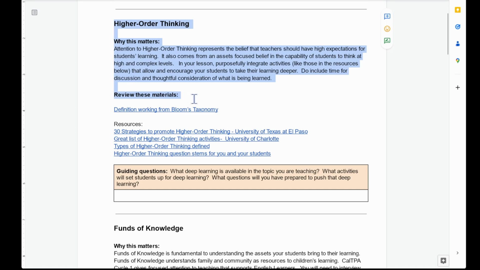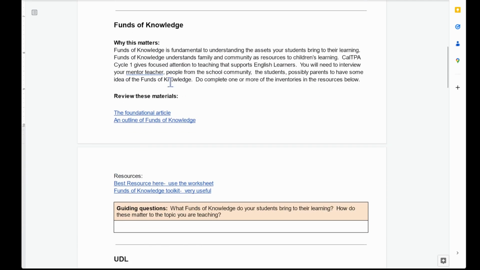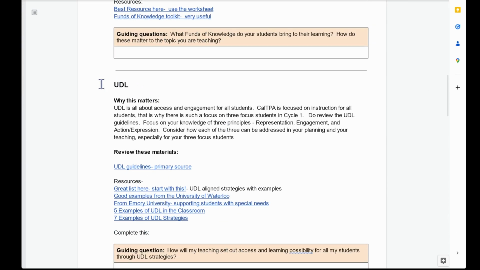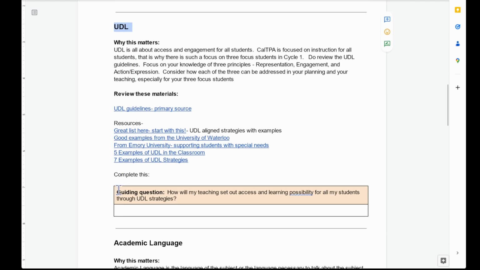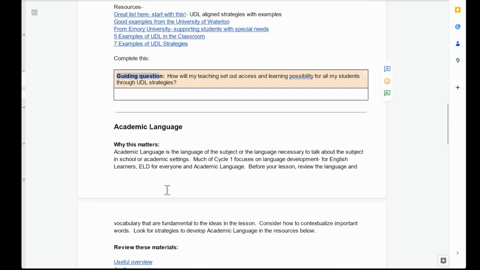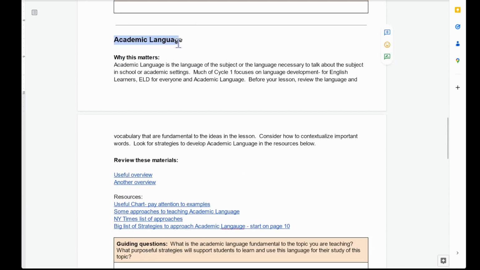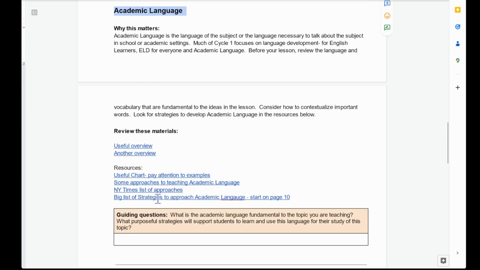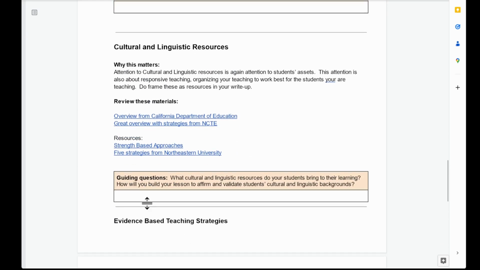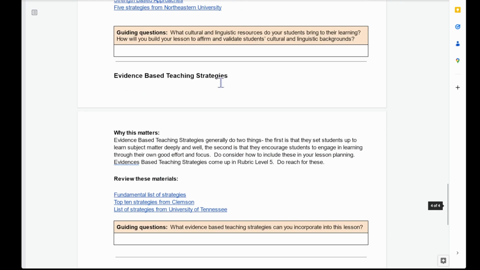So I have something for higher order thinking, funds of knowledge as well, which comes up a lot. UDL is laced throughout the assessment. If you want to get scores of 5, you need to be thinking about UDL all throughout. And you can see I have my guiding questions below. Academic language is throughout the assessment as well. You can see my resources here, lots of strategies, guiding questions. Cultural and linguistic resources, my resources here and guiding questions. Evidence-based strategies.